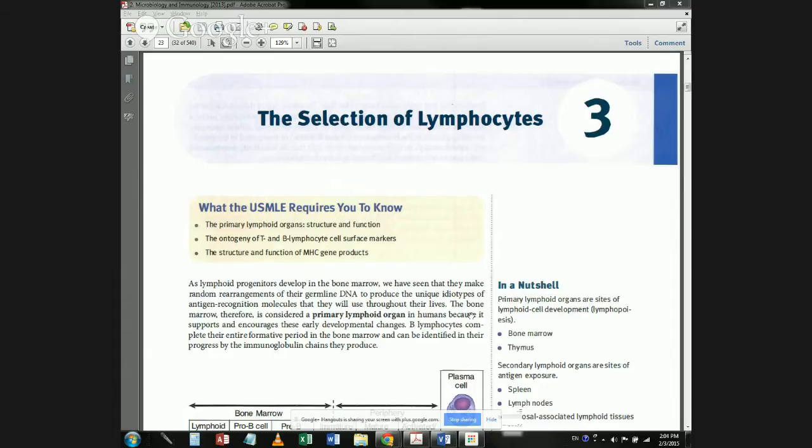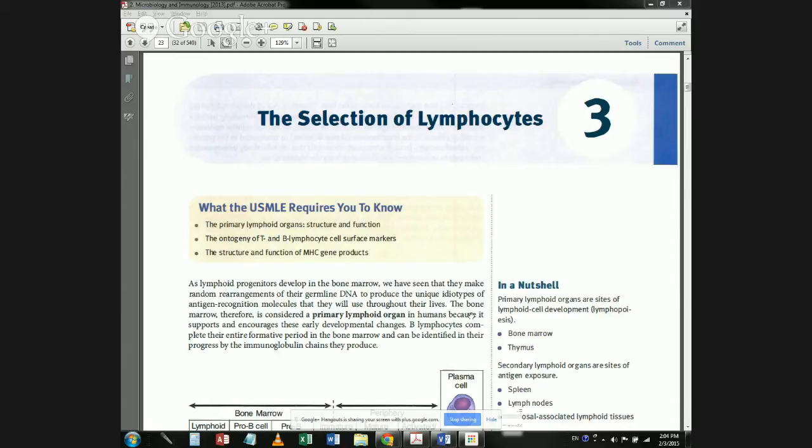All right, so as lymphoid progenitors, now remember lymphoid, right? How did that happen? You had the pluripotent stem cells, which were stimulated by interleukin-7, which differentiated the pluripotent cells into the lymphoid progenitor cells, which will give rise to your T cells, your B cells, and your natural killer cells. And the B cells would further mature into your plasma cells.